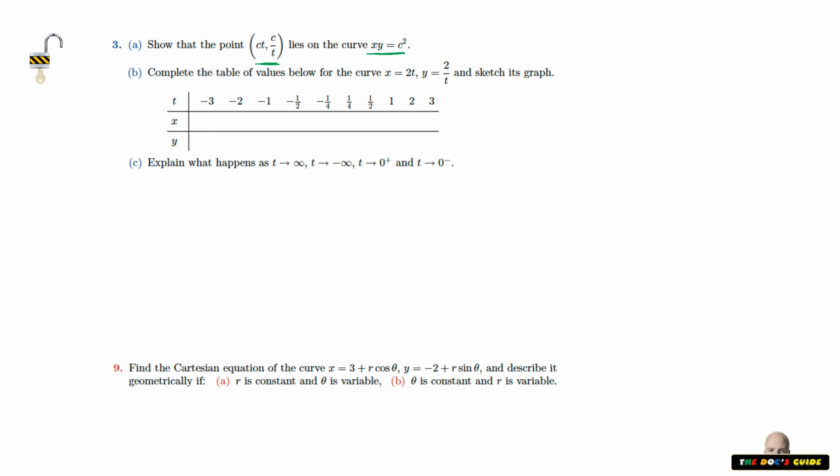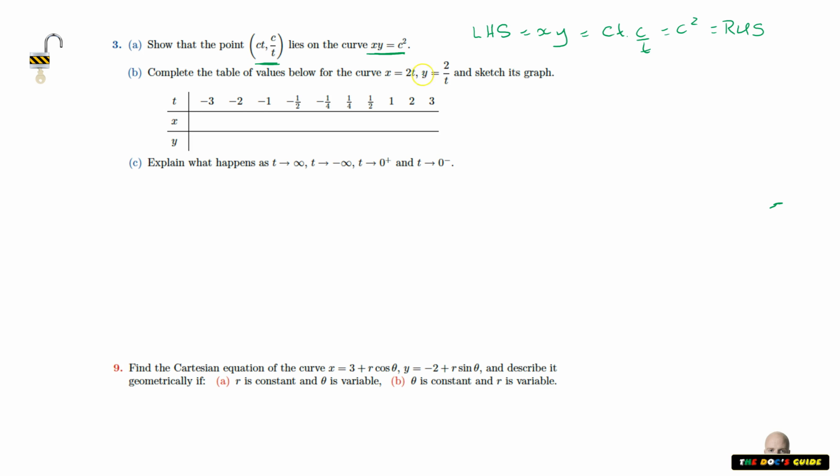So how do we show this point lies on the curve? The same as we always do. We put the x value in, we put the y value in, and see what we get. So we can see that that's straightforward. We substitute in our parametric equations, or our coordinates of our point in parametric form, into the Cartesian equation, and of course it does equal the right hand side.